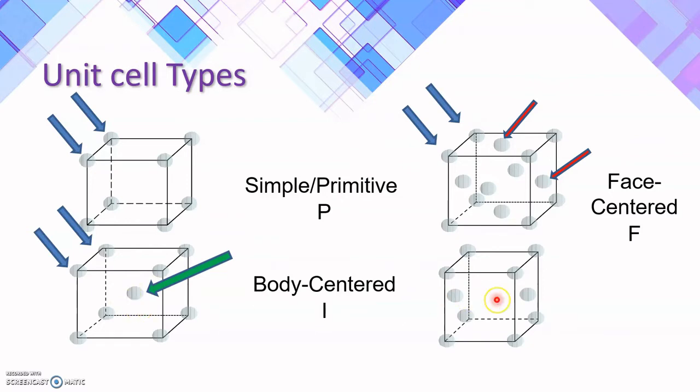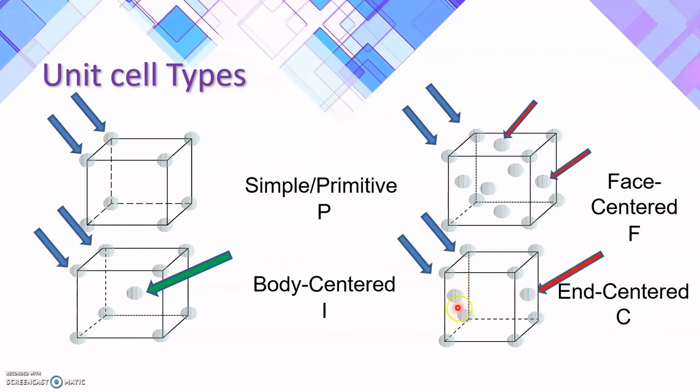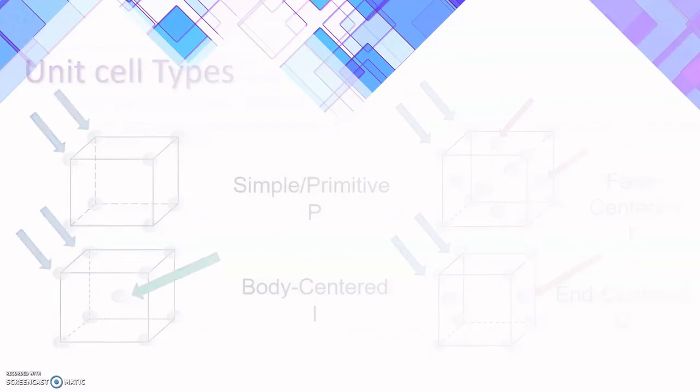And lastly, you have end-centered unit cell denoted by the symbol C. Here, in addition to the atoms at the corners, there are 2 atoms at the end faces of the unit cell.